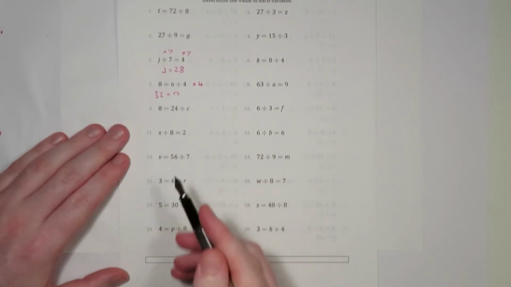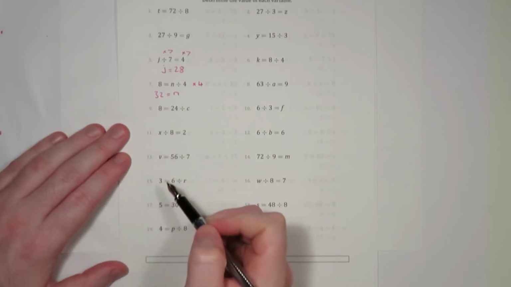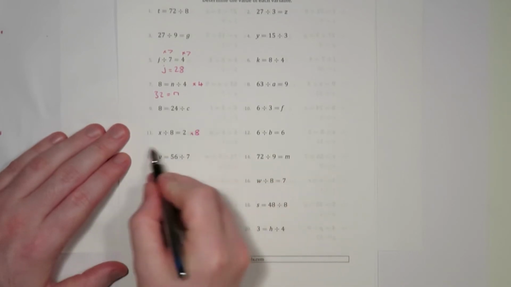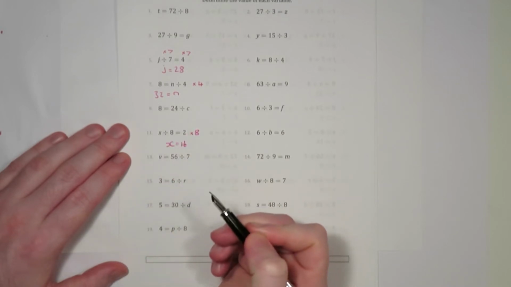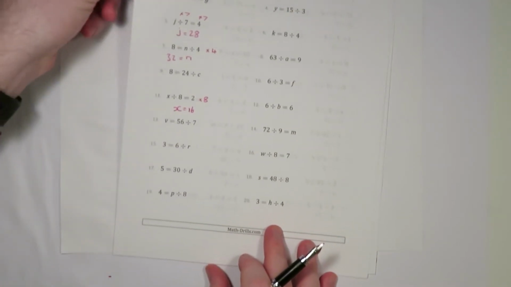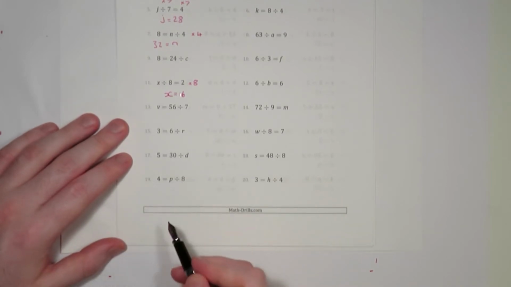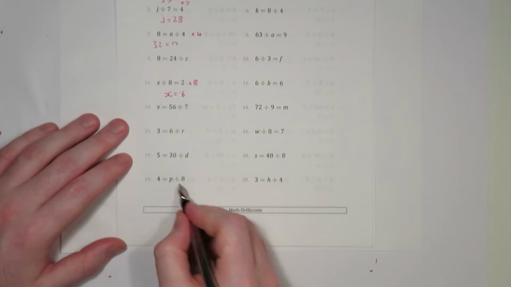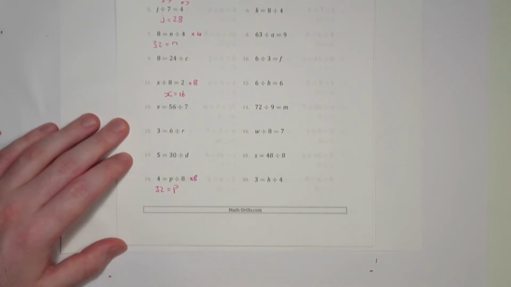I want to have a look at another couple of examples. X divided by 8 is equal to 2. Times both sides by 8, you get x equals 2 times 8, 16. Question 19, 4 equals p divided by 8. So here we're dividing by 8, so we do the opposite, we times by 8. We have 4 times 8 is 32 equals p.